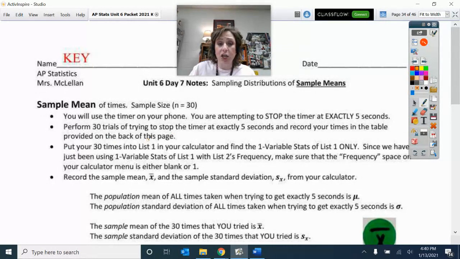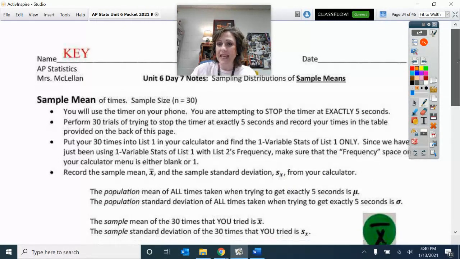So once you do that, then go into your calculator and put your 30 times into your list 1 and find your one variable statistics. Now, we've just come from a chapter or a unit that used list 1 with list 2's frequency. So we don't need that here. Make sure that when you put your data in list 1, you take off the L2 under frequency. You can just delete that or leave it blank or put the number 1. Either way. All right, and then find out what your sample mean and your sample standard deviation is from your calculator. See how well you did. So I did this, and let's take a look at what happened.